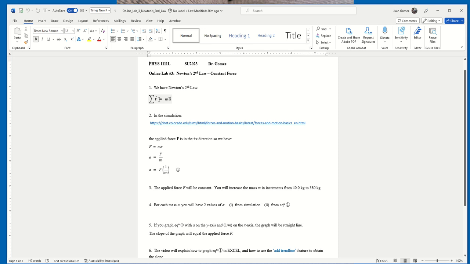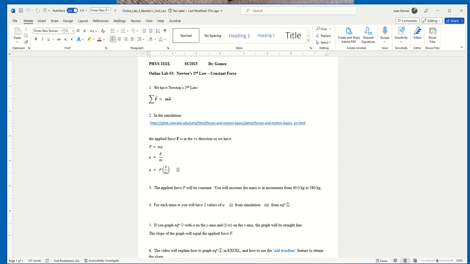Newton's second law states that the sum of the forces acting on an object equals the mass of that object times the acceleration. Now, it's a vector equation. You can have one or more forces acting on an object. And remember, force is a vector. However, in the simulation, the applied force is going to be in the positive x direction. So Newton's second law becomes F equals ma, or a is equal to F over m, which is just rewriting as a is equal to F, then parentheses 1 over m. That's equation 1.